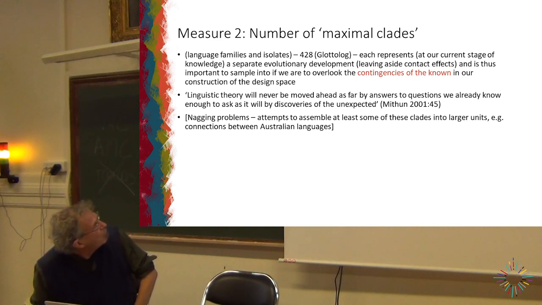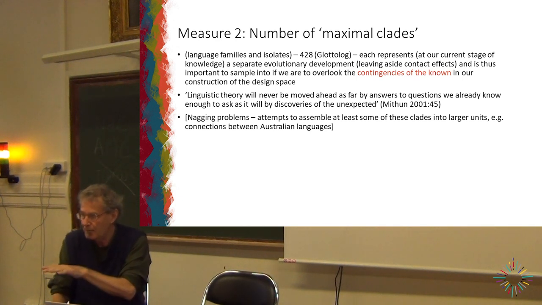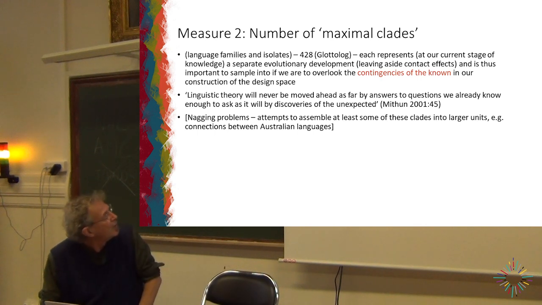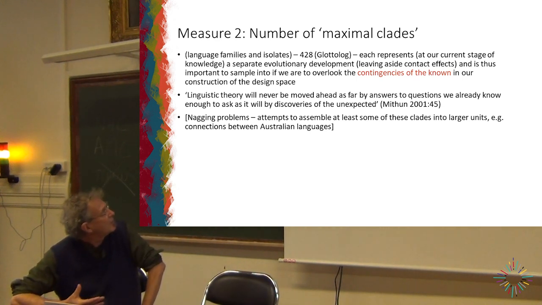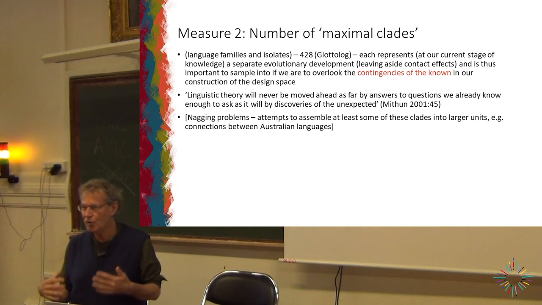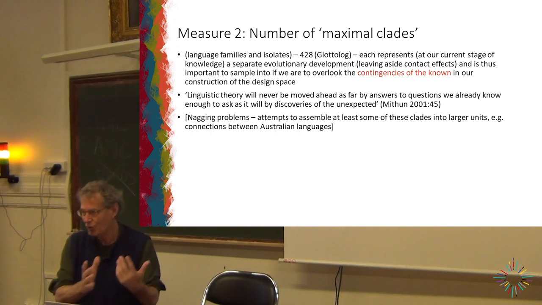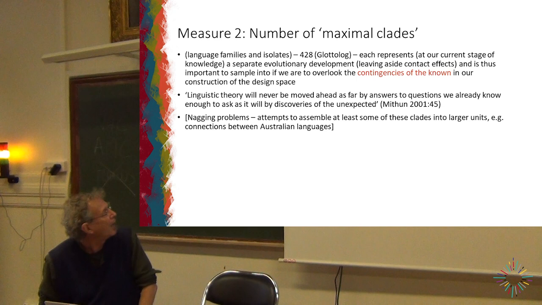So we want to sample out into the maximum level of diversity, and the best way of doing that is to sample across clades which are as different as possible. And I love this quote from Marianne Mithun, which is very much in line with my own view of what we should be doing as linguists, that linguistic theory will never be moved ahead as far by answers to questions we already know enough to ask as it will by discoveries of the unexpected. So that's why I'm not a great fan of questionnaires. It sort of siphons our efforts in the directions of the known, the parameters of the known, away from the parameters of the unknown.